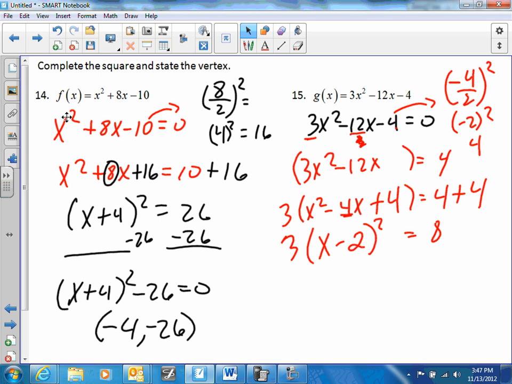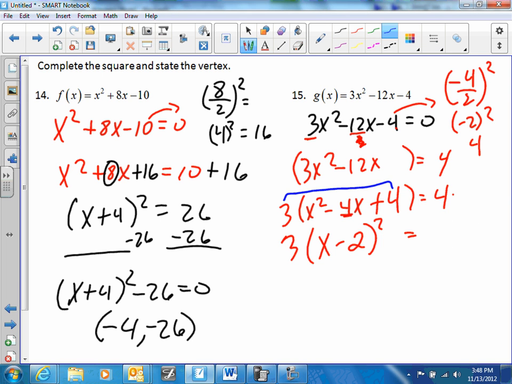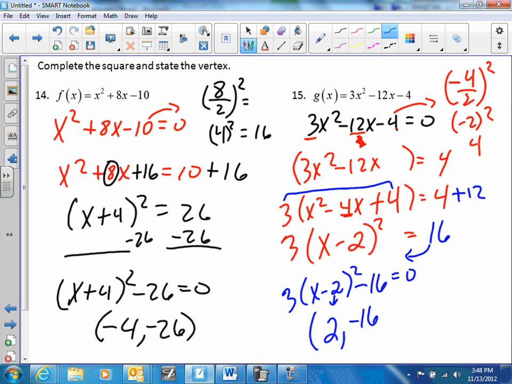Well, if you said that I added the 4 without multiplying, you are correct. You have to multiply that 3 times that 4 there and get 12. So you saw the mistake I just made. Make sure you don't make the same mistake. Now, 12 plus 4 is 16. We're going to move that 16 over, and I get 3 times (x minus 2) squared minus 16 equals 0. And my vertex is going to be 2, negative 16. And that's how you do vertex form.